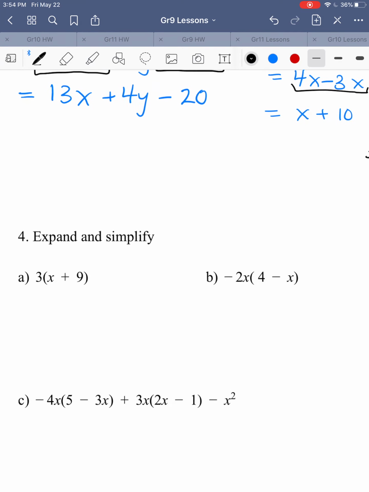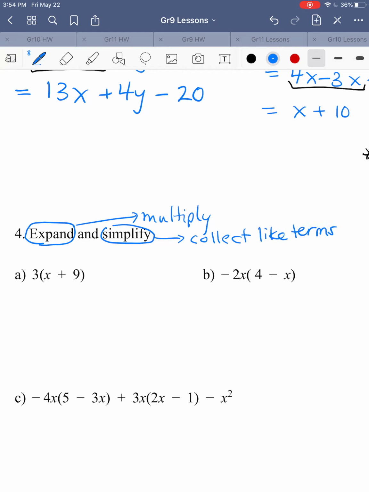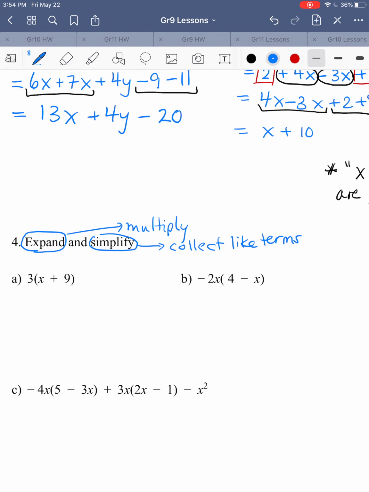Okay, our next set, we are going to expand and then we're going to simplify. The word expand means multiply. So we have to do some multiplying before we simplify. And simplify, again, just means to collect your like terms like we did right above. And what we're going to be using to do this is called the distributive law.